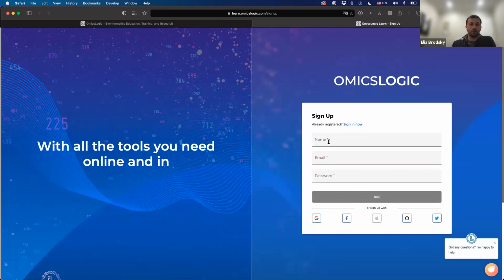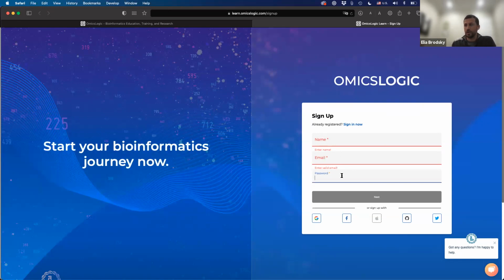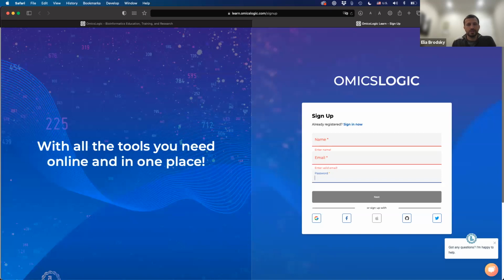For those of you that don't have an account, please take a few moments right now to fill in your name, your email, and create a password. It's a free account. You don't have to pay for this, but you will immediately get access to some of the free resources that are made available, and hopefully they will inspire you to continue forward with a research project using bioinformatics.